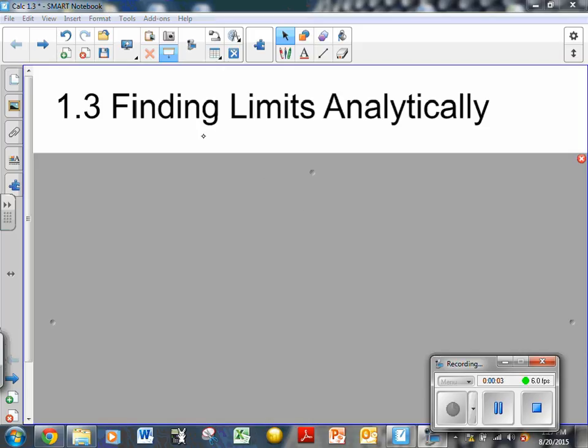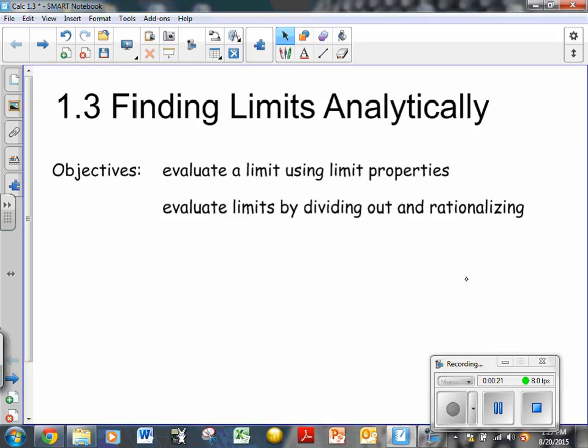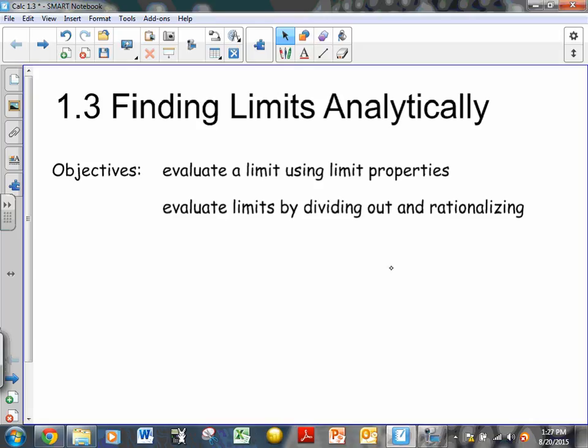Okay, today we're going to find limits analytically. Before, we found limits numerically by plugging numbers into a table of values, or graphically by looking at the graph. Analytically, it's when we're using our algebra skills or other skills, like trigonometry, to find our limits. So we're going to evaluate a limit using limit properties and evaluate limits by dividing out and rationalizing. These are two main ways to do that when we run into trouble.